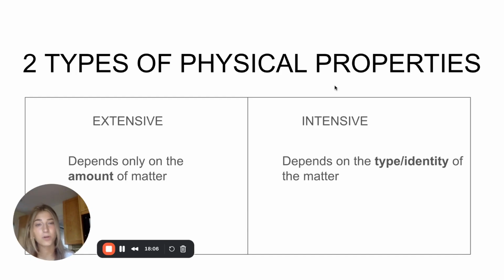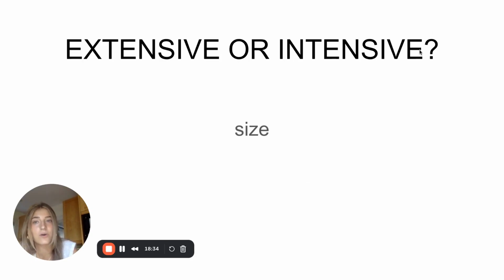And then in terms of physical properties, this is the kind that you can just observe with your eye. There are two types: extensive and intensive. Extensive depends only on the amount of matter, so whether you have a big portion of it or small. And intensive is something that depends on the type or identity of the matter. So is it metal? Is it a liquid? Is it shiny? Things like that. Okay, so extensive or intensive?